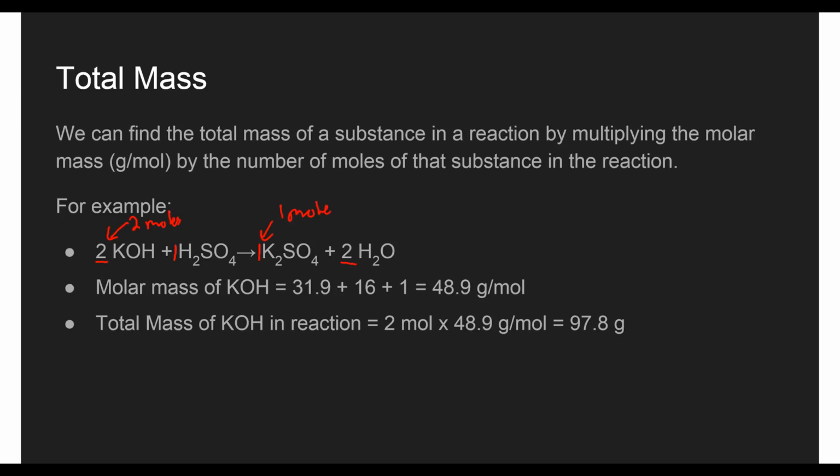As we move forward, if we want to find the total mass of this reaction, first find the molar mass. The molar mass of KOH is 31.9 plus 16 plus 1, so that's for all of these things. I just left the decimal here. You could have made this 32, but I left it a little more specific, which gives us 48.9 grams per mole. That's telling us for every mole we have, that's the number of grams. So now we want to find the total mass. In this reaction, if we were to measure it out, how much mass of this potassium hydroxide, this KOH, would we have?